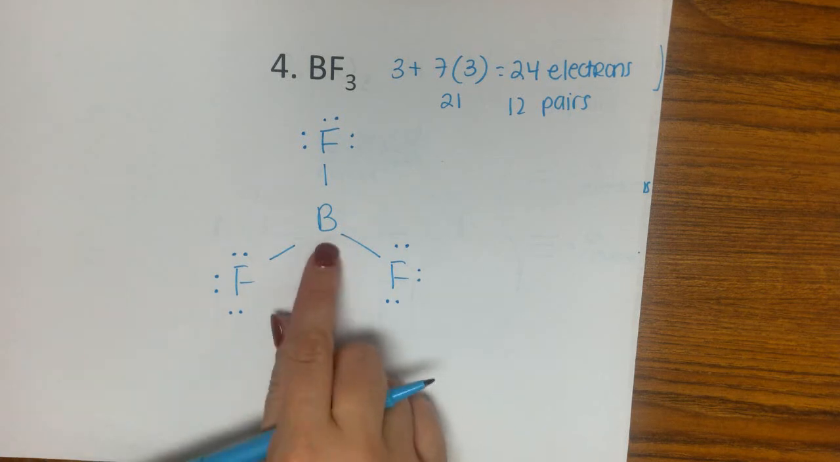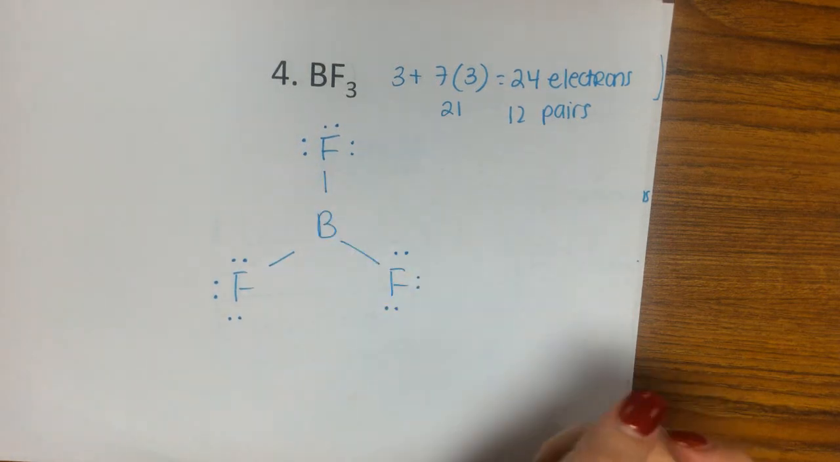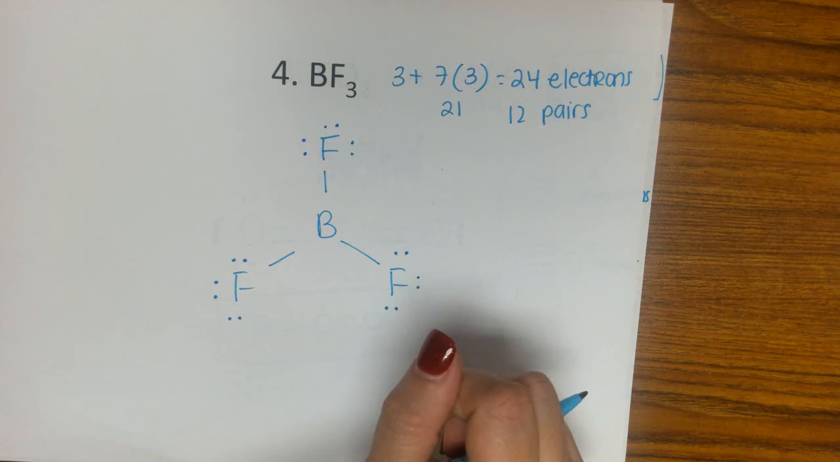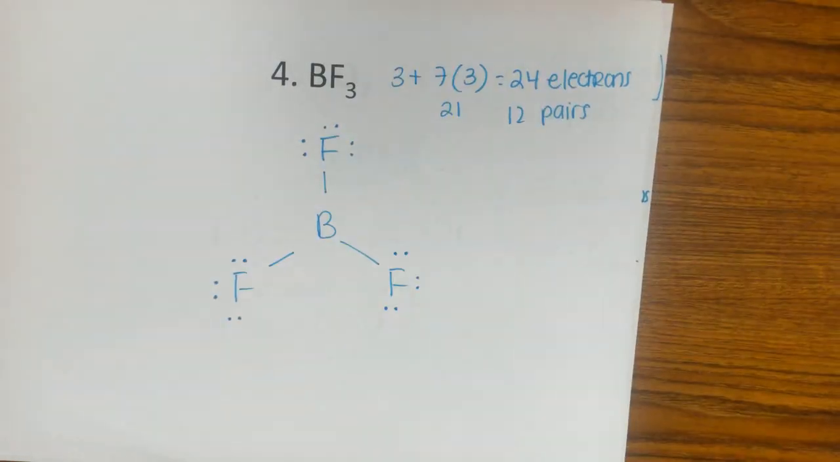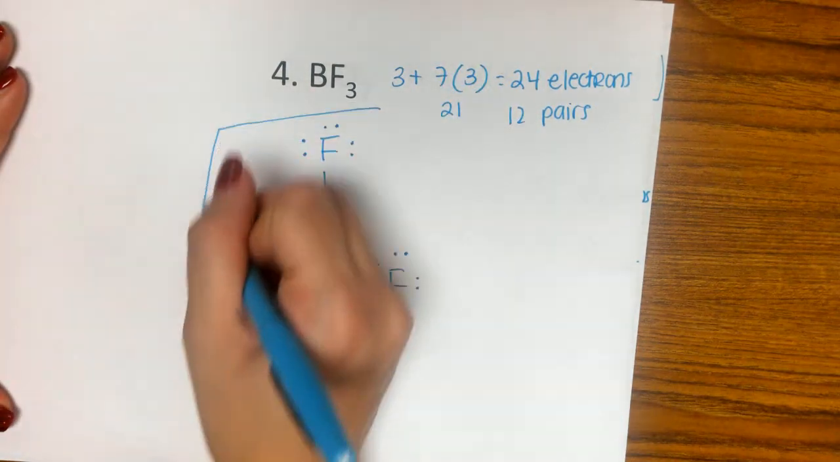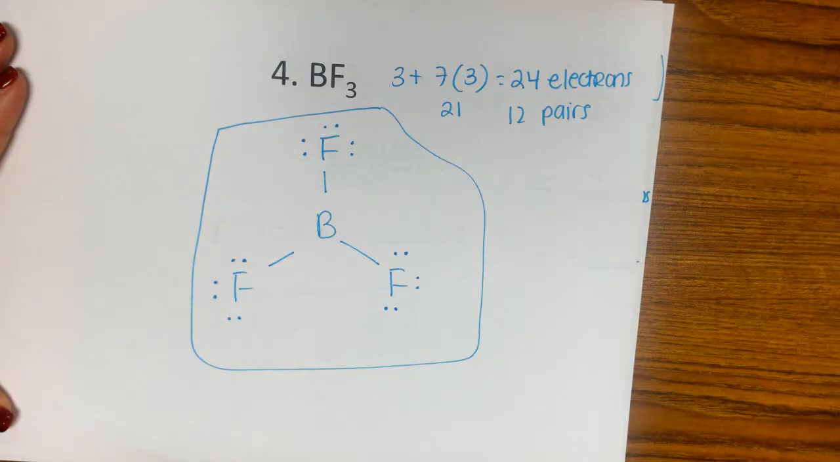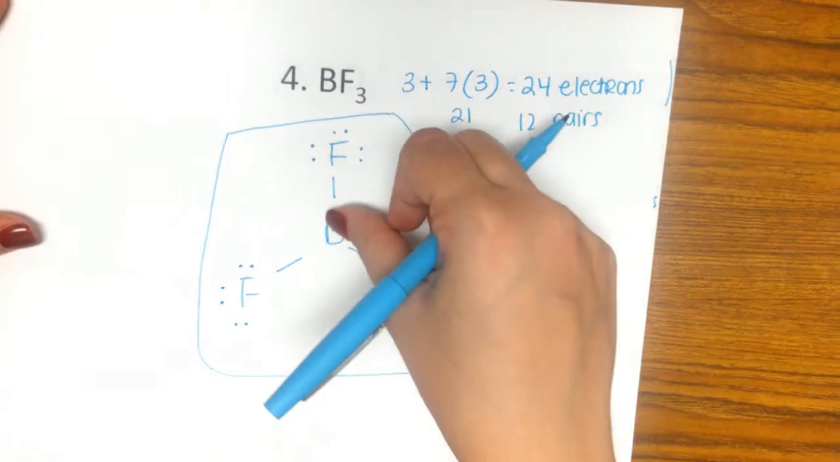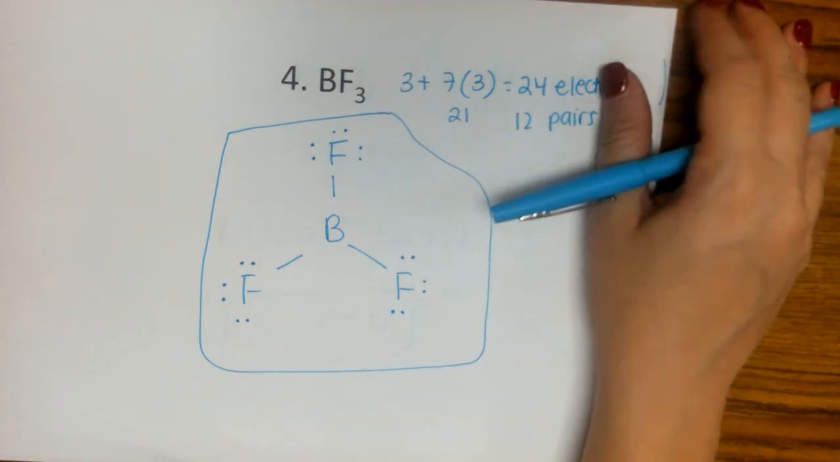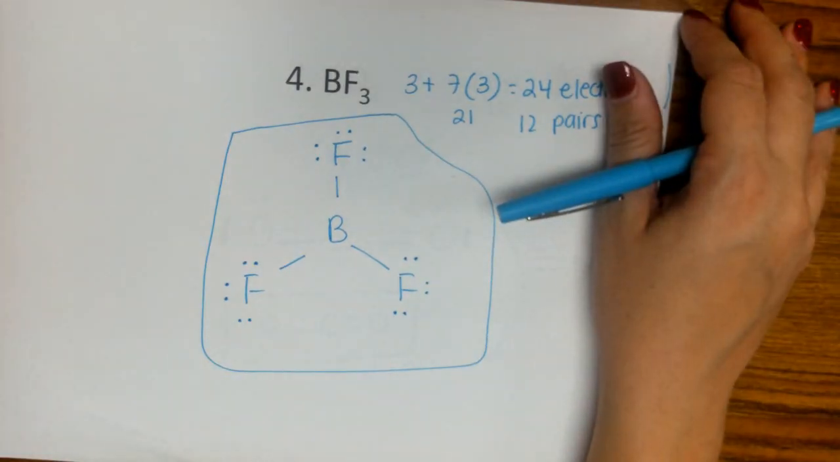Boron has 6. Boron is, remember, an exception. It's stable with 6, so boron is happy. This is the Lewis structure for BF3. We don't need to make a double bond because boron is stable right here with having 6 electrons. It doesn't need a double bond.